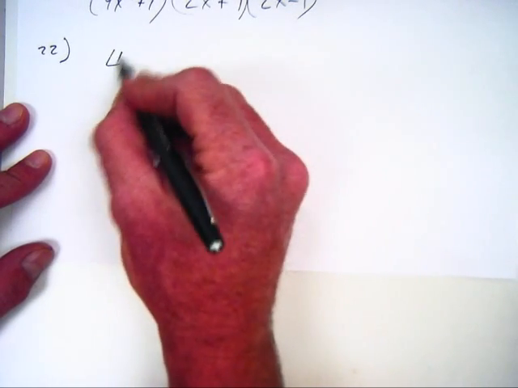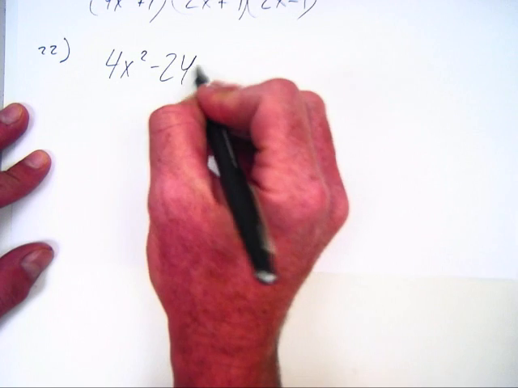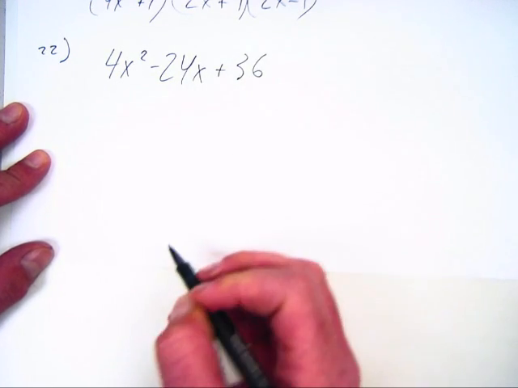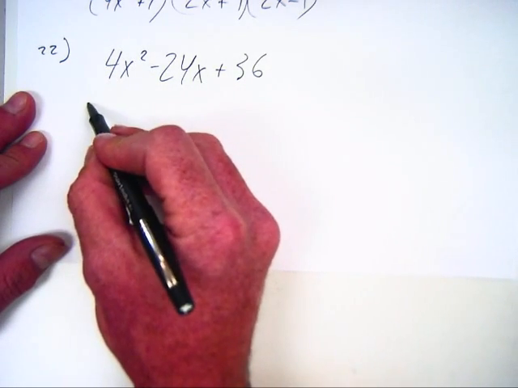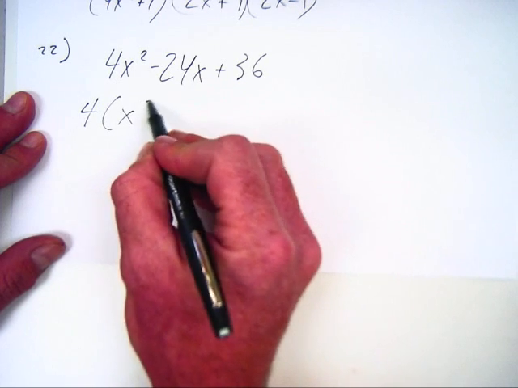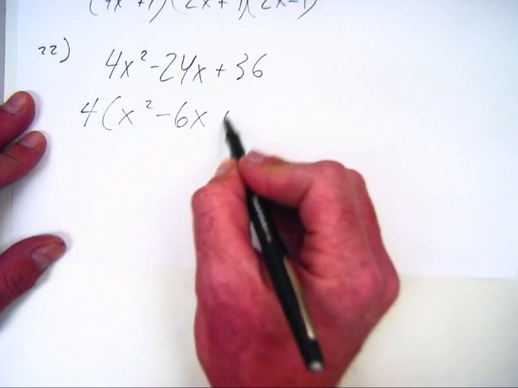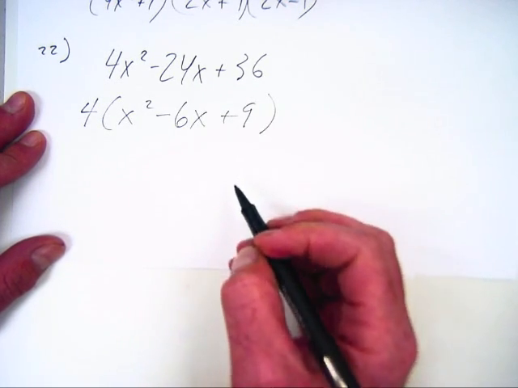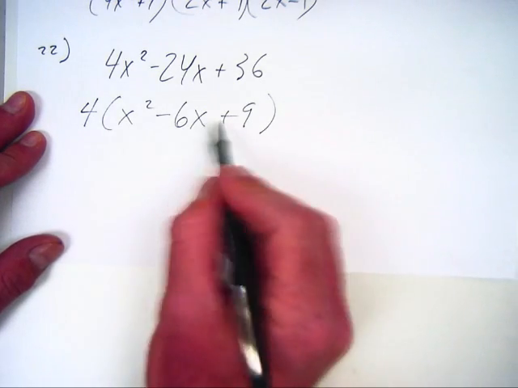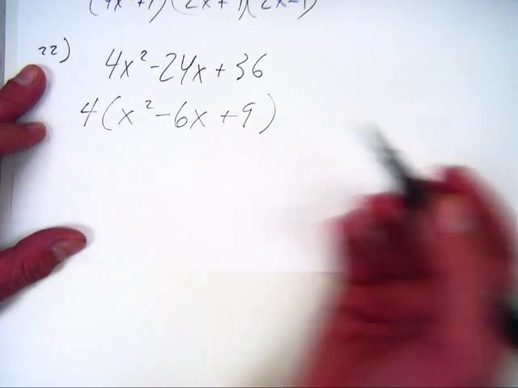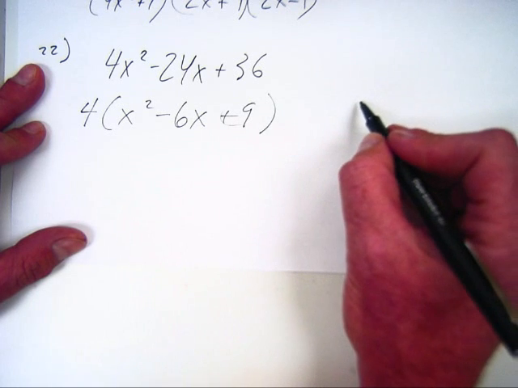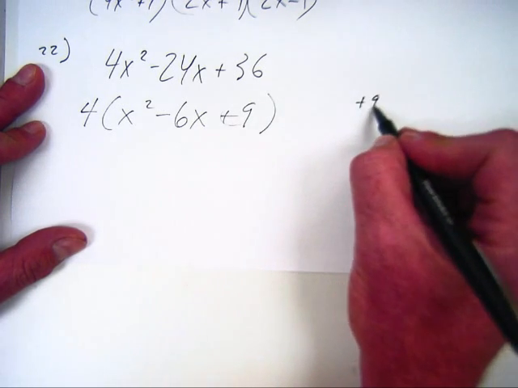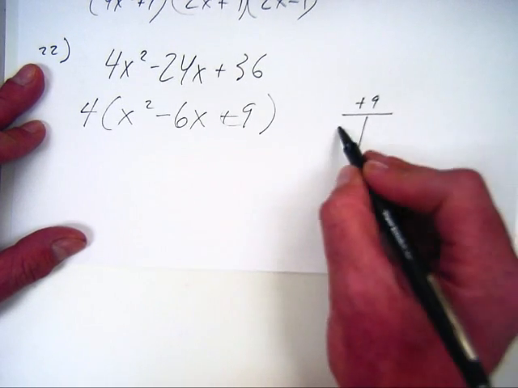22. This is 4x squared minus 24x plus 36. I'm going to factor out a 4 because there's a GCF of 4, and I get x squared minus 6x plus 9. I have to figure out what to do here. It's a trinomial with no GCF. I'm going to take this positive 9. What multiplies to positive 9 and adds to negative 6?